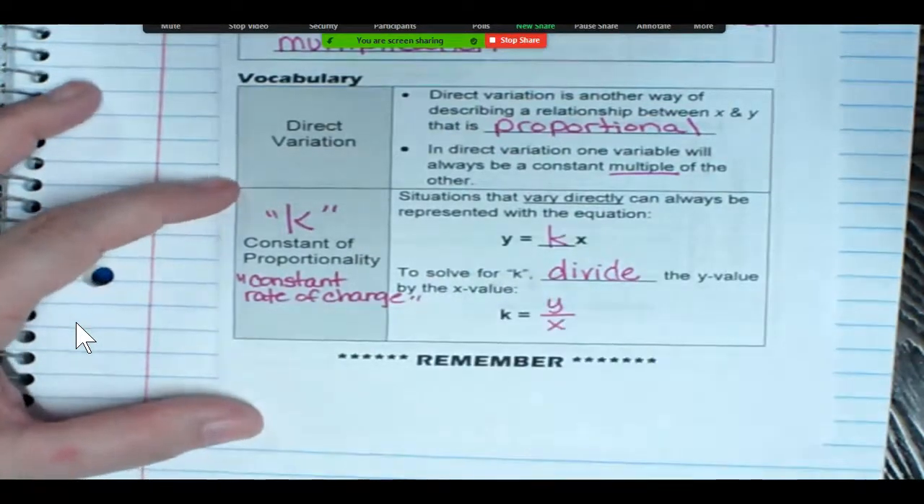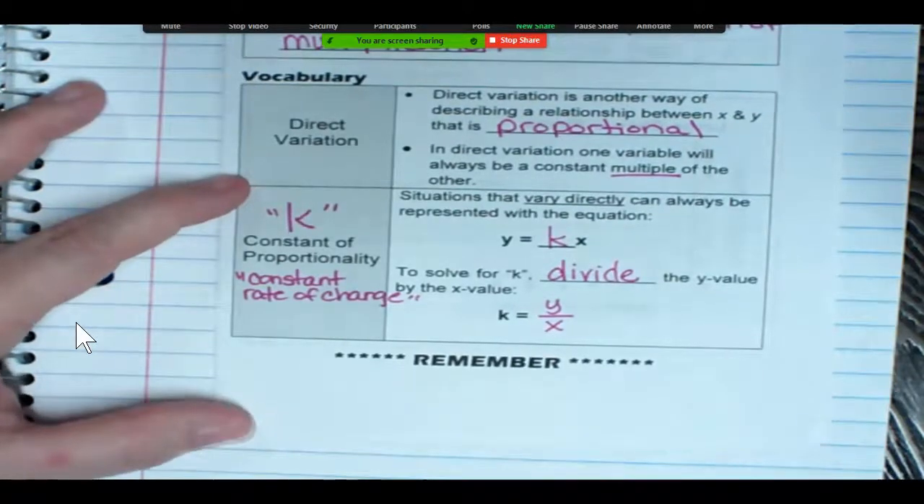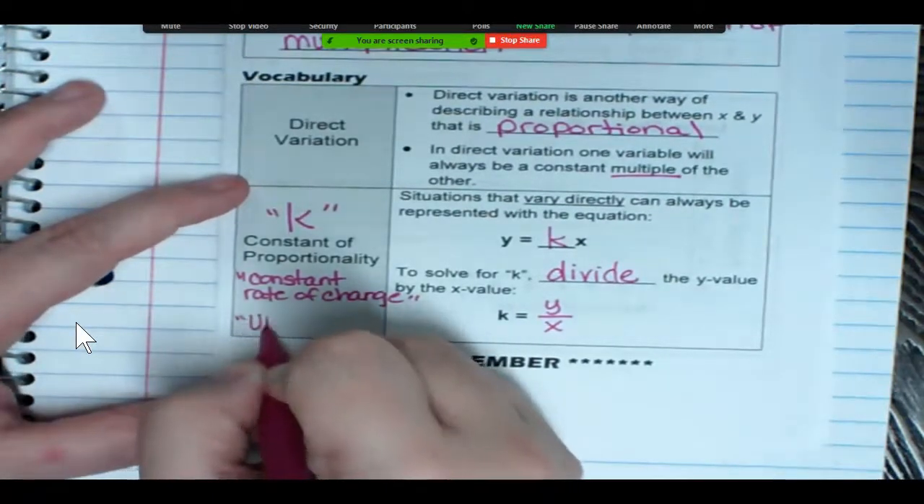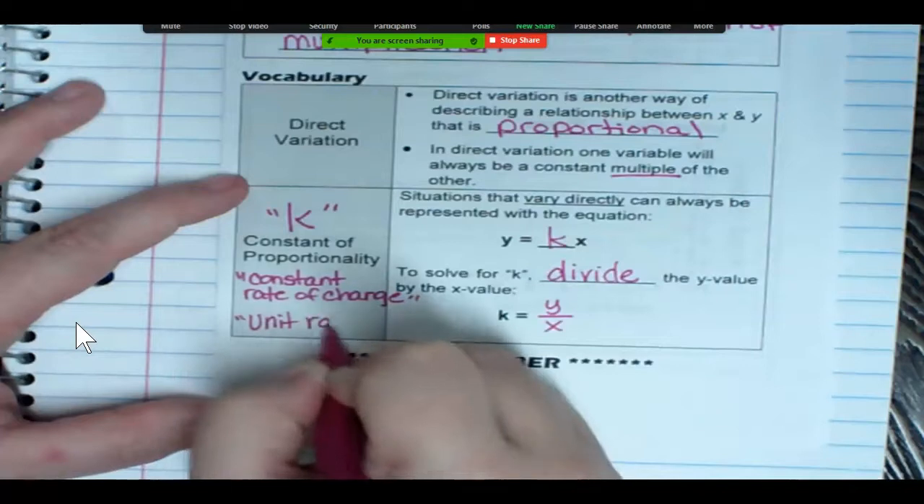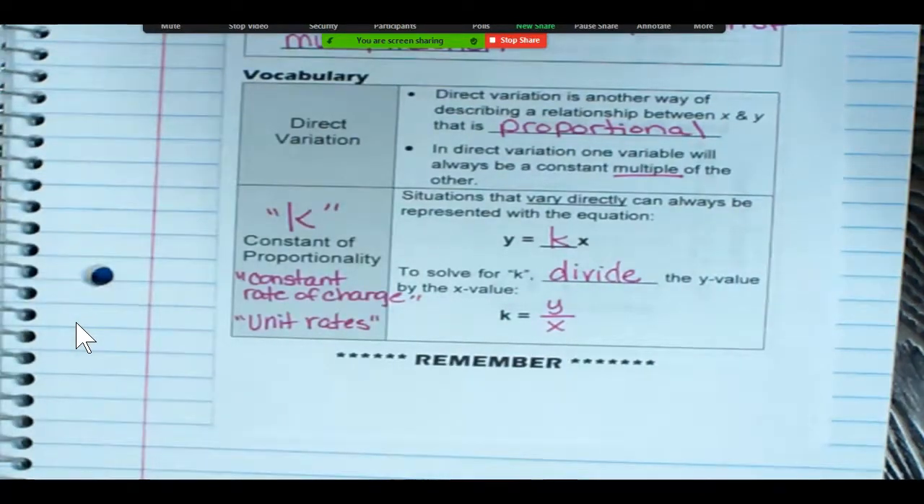And in 6th grade, you learned about unit rates, right? That's where you first learned about unit rates. And we could find a unit rate by looking at a graph. A unit rate, remember, is where you're trying to find the value of just one of something. Like if it was 50 miles per hour, that would be my unit rate for 1 hour.